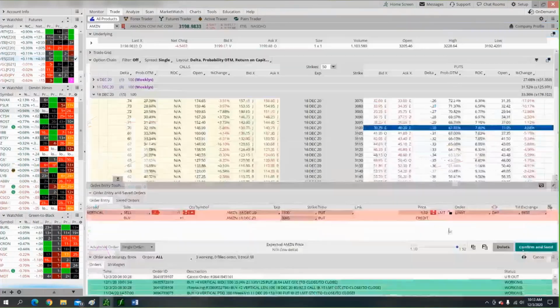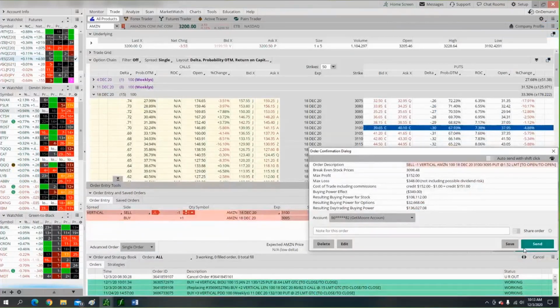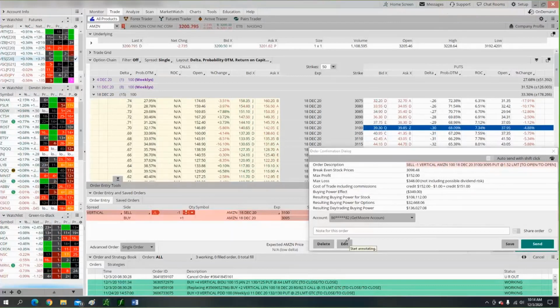Now, 30% return on your money. 152 divided by 348. 43% return. So what am I going to do? That's not bad, it's not too high, but I'm going to see if I can do better.